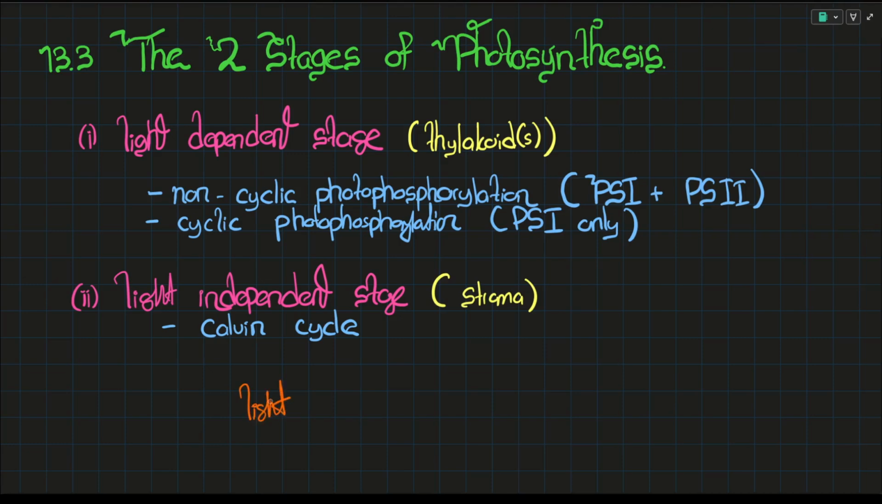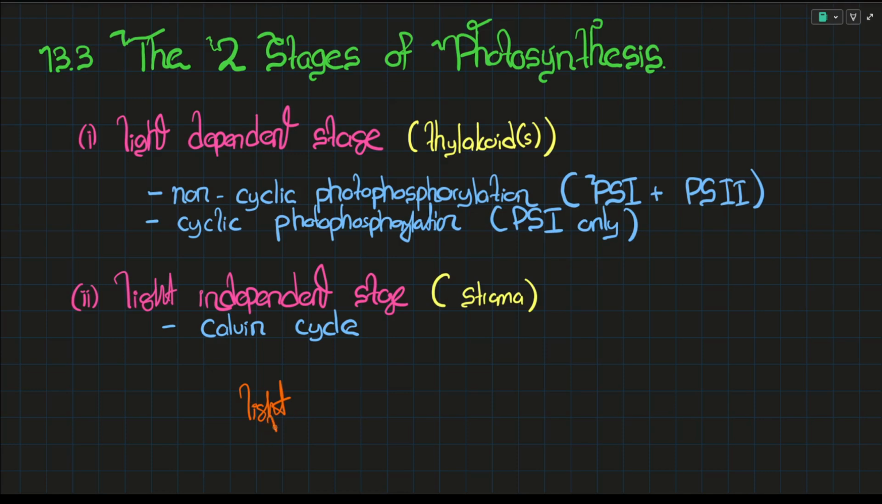Now, why exactly do we need two different stages? So if we have a light independent stage that does not require light, is it not possible that we carry out photosynthesis completely without light? Those are probable questions, right? The answer is no, obviously. Let me tell you why.